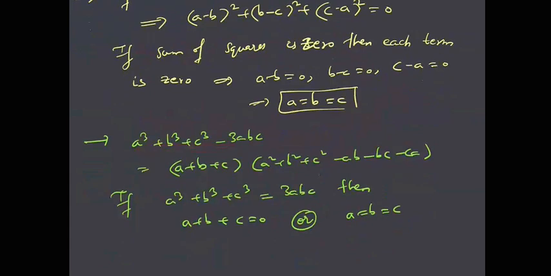So if a cube plus b cube plus c cube is 3abc, then either this is 0 or a equal to b equal to c. And if a plus b plus c equal to 0, then a cube plus b cube plus c cube is definitely 3abc, right? So let us do one example.